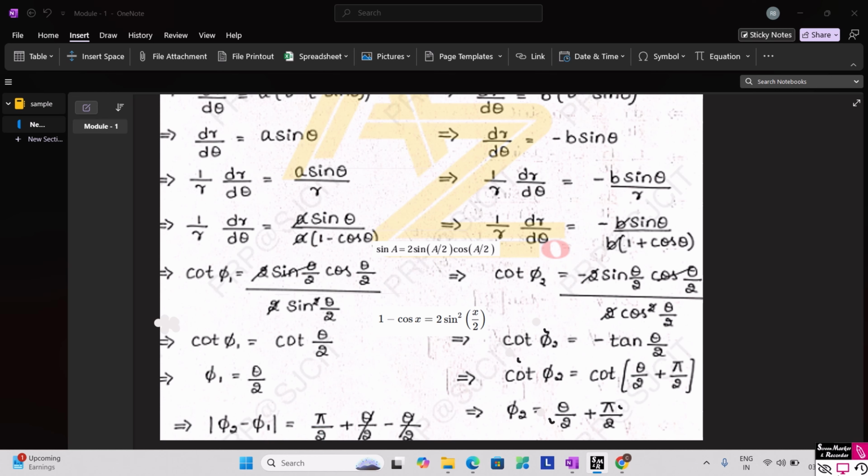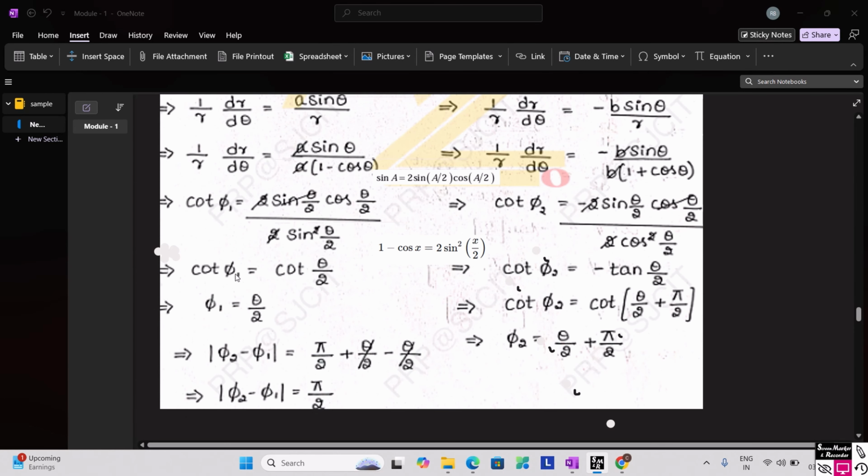Okay, moving further, 1 by r dr by d theta, we know that it is cot phi 1. Cot phi 1 equal to, on simplifying this, 2 gets cancelled, sin theta by 2 gets cancelled, we get cos theta by 2 divided by sin theta by 2, which is nothing but cot theta by 2. So on simplification we can see that cot phi 1 equal to cot theta by 2. Here we can write it as phi 1 equal to theta by 2.